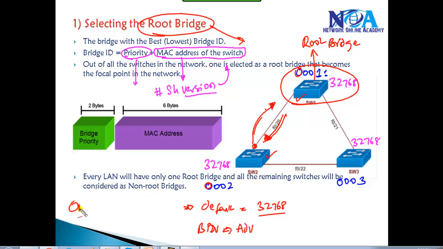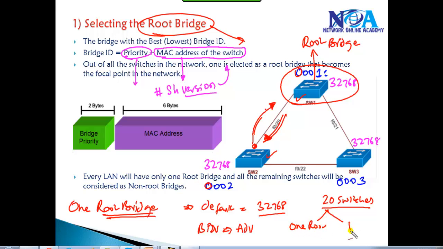There will be only one root bridge. That's something you need to know. Even if you have 20 switches in the LAN, there will be only one root bridge, and all the remaining ones will be considered non-root bridges.